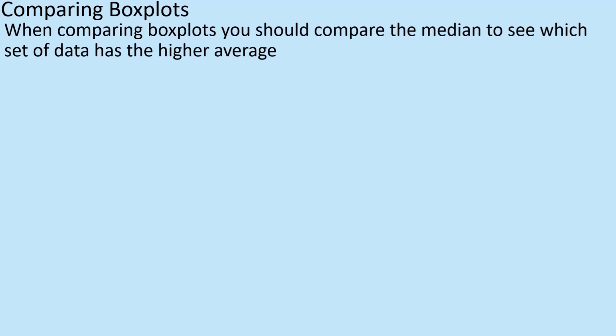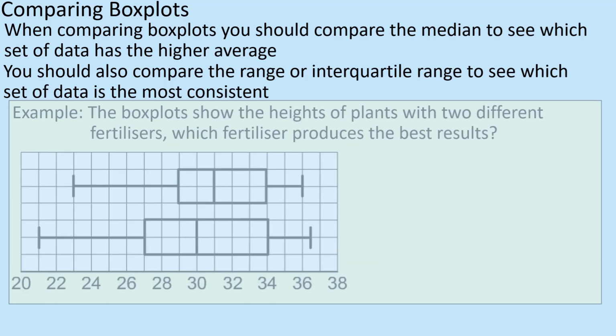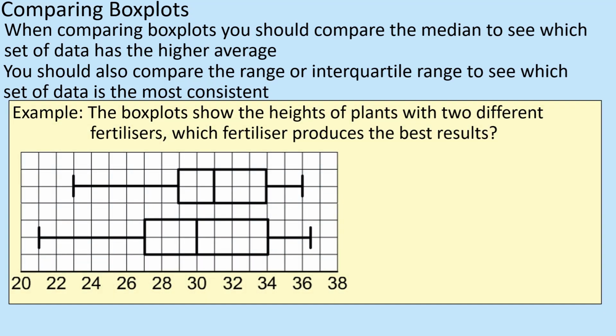You should be able to compare the median because you know where that line is, and you might be able to compare which has a higher average. You should also be able to compare the range or interquartile range to see which set of data is more consistent. And I'll talk about that in a minute when we see an example. Okay. Right, so here's our example.